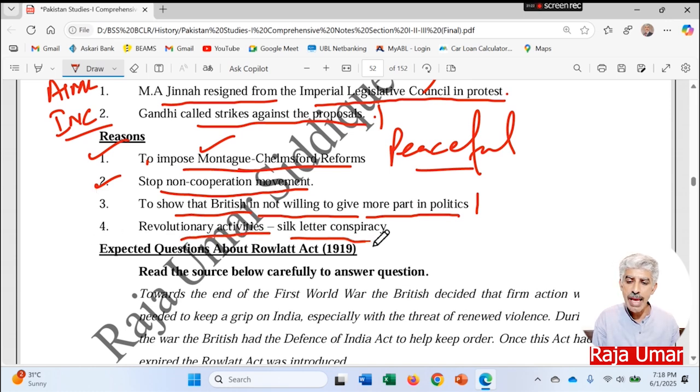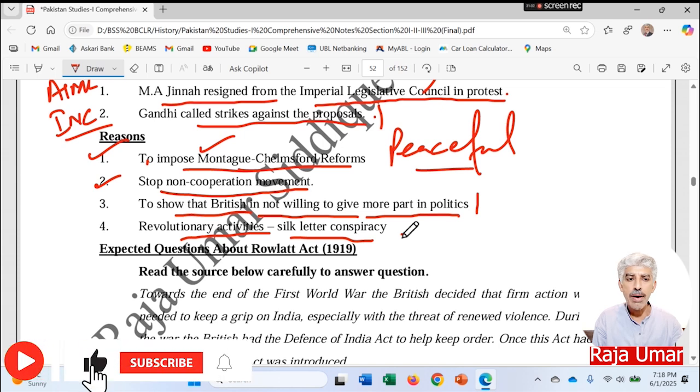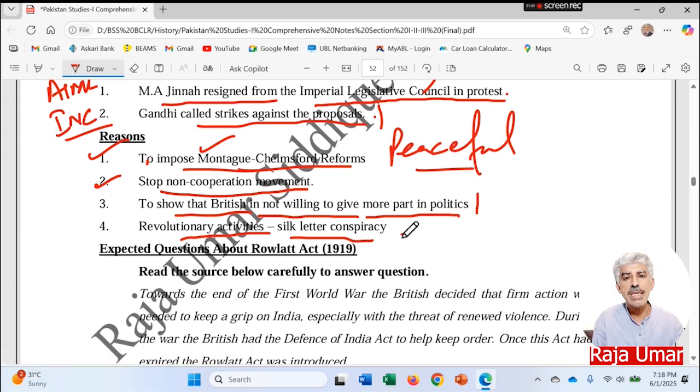Revolutionary activities: the Silk Letter conspiracy. So we will discuss this. What is that? Silk Letter conspiracy: letters were being exchanged, and they were taken away from those censorship policies, and those letters were written on silk cloth. That is known as the Silk Letter conspiracy, and those letters were exchanged among the revolutionaries, those who were protesting and fighting against the cruel British rule.